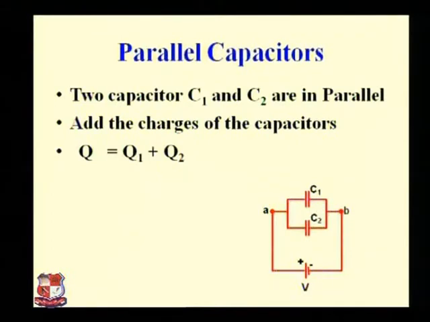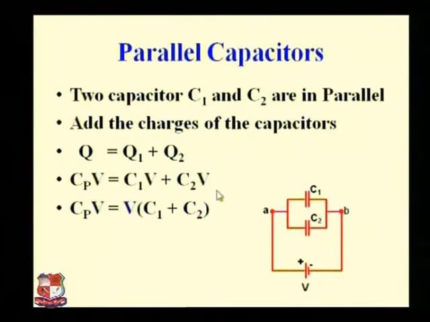As we have seen earlier, we replace the equation. Q is replaced by C into V. So here the parallel capacitance is written as CP V equal to C1 V plus C2 V. Now taking V common from this side, we get CP V equal to V times C1 plus C2. V is common on both sides, so it is cancelled. Hence we get the total parallel capacitance equal to C1 plus C2.